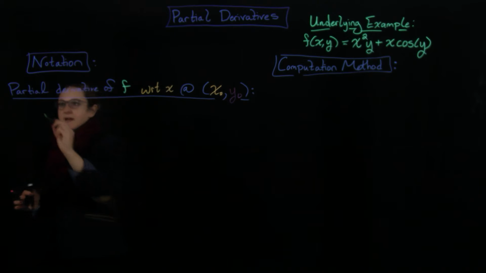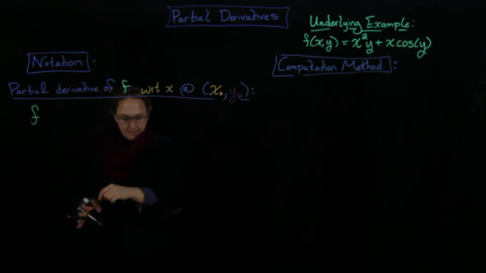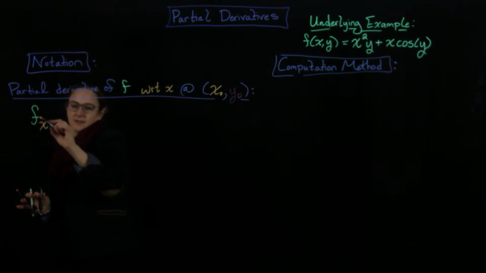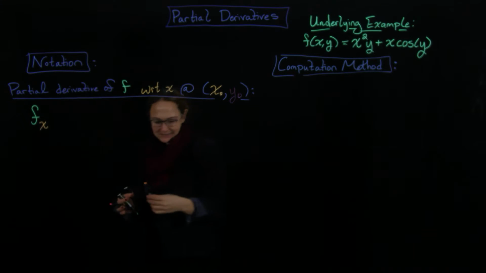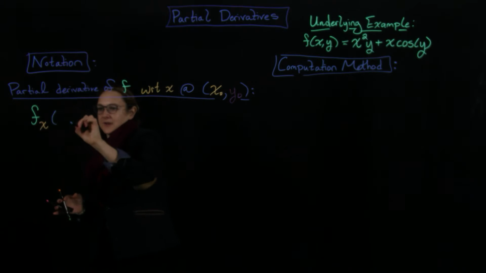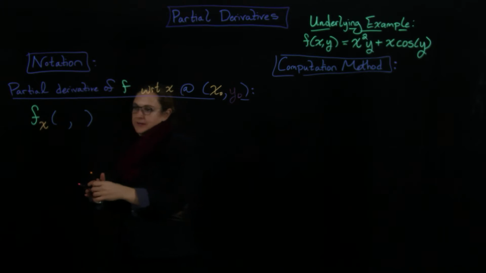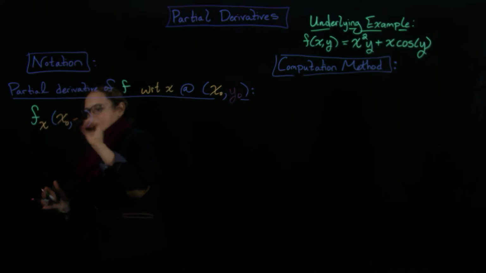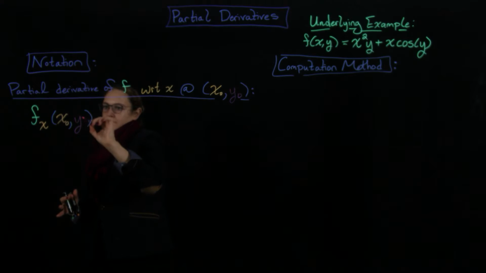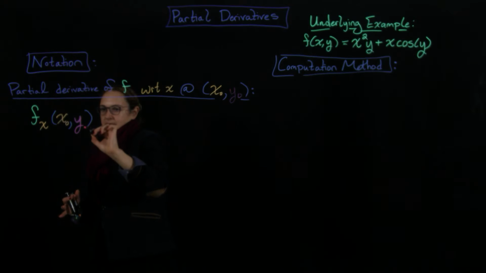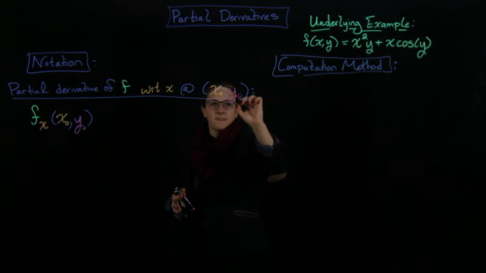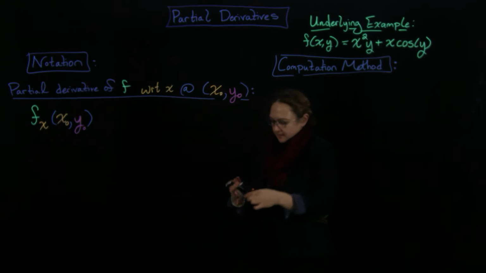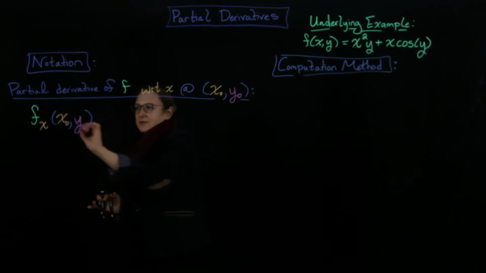So the notation of how to do this: we have f sub x. Putting the little x there tells me it's differentiating with respect to x. x is what's varying, and then evaluated at the point x naught, y naught. Okay, and so this is one kind of notation.